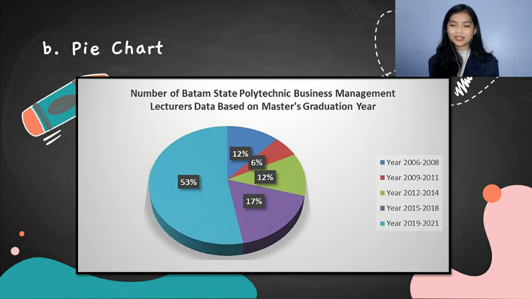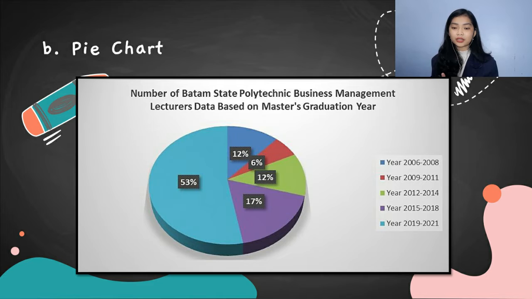Okay, B for the pie chart. We can see the pie chart in front of us about the number of Batam State Polytechnic Business Management lecturers data based on master's graduation year every 3 years from 2006 until 2021. As we can see from the chart, just over a half of business management lecturers graduated with their master degrees in the year of 2019 until 2021. This data is indicated by the blue slice with a total of 53%.